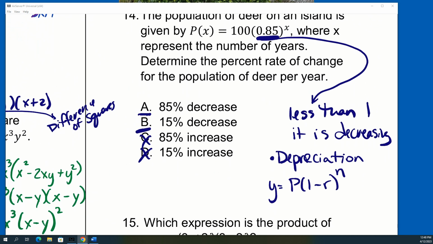And R is going to be the rate that is decreasing. So which one of those rates do you think it is for us to do 1 minus it to get 0.85? 85% or 15%? So R is going to be 0.15 to get 0.85.